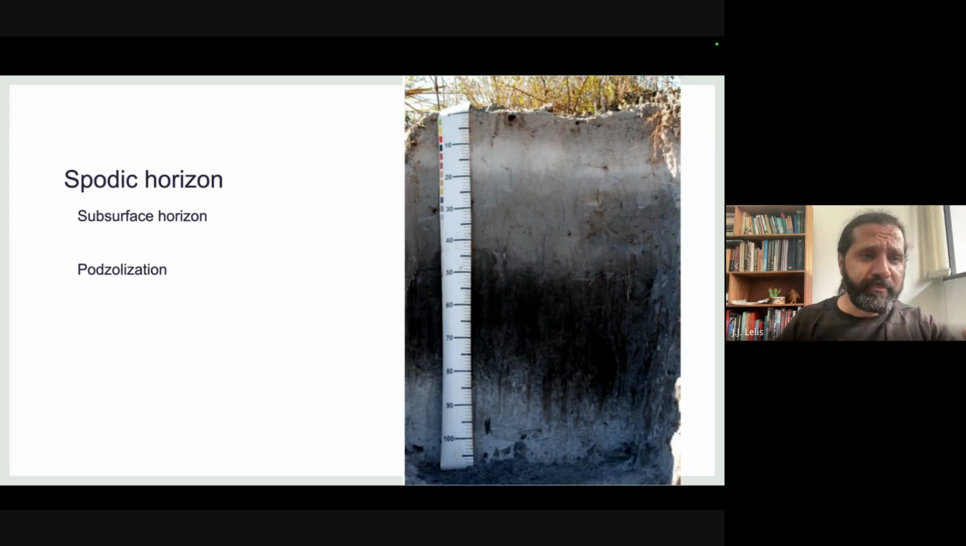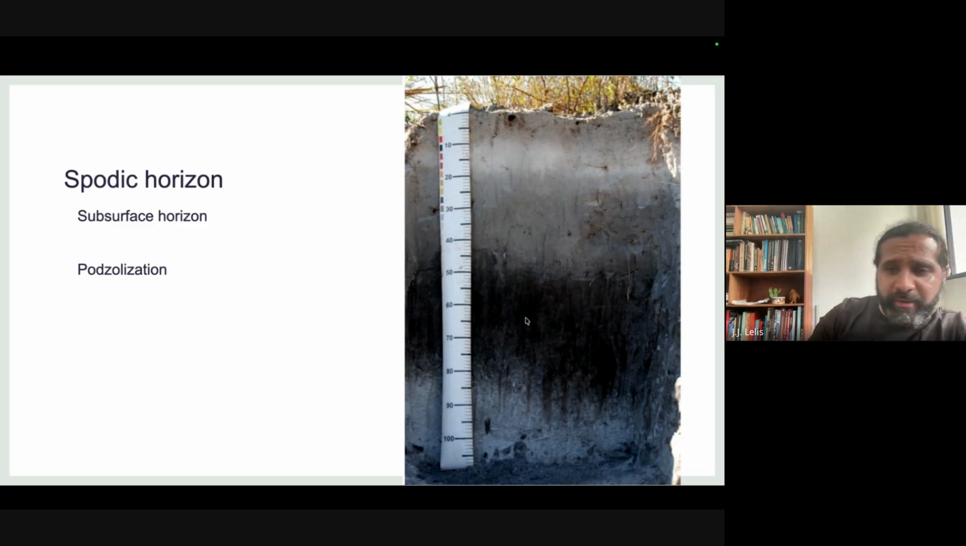Let's see now another horizon, okay? Another horizon that also expresses some clay migration, but now organic clay migration, especially organic matter, which could also migrate in sandy and sand-rich materials, some sandy horizons. They could express some organic clay migration, and this organic material migrates and concentrates at a subsurface horizon. The spodic horizon is also quite similar to the spodic horizon in Soil Taxonomy.